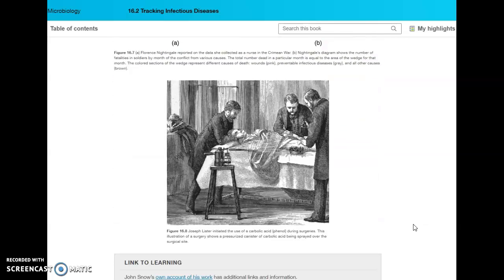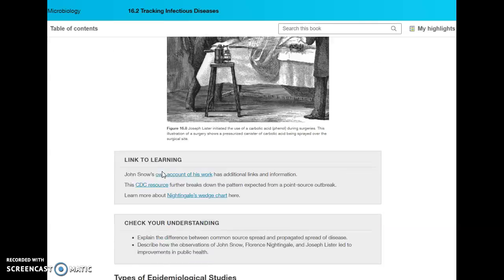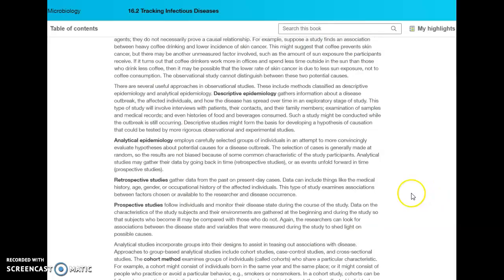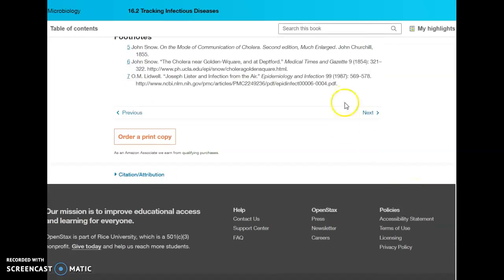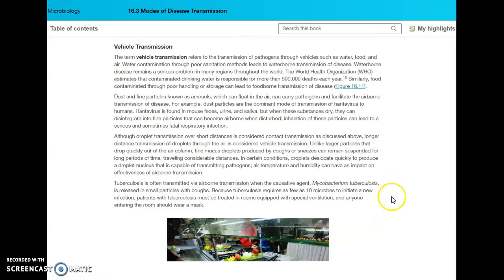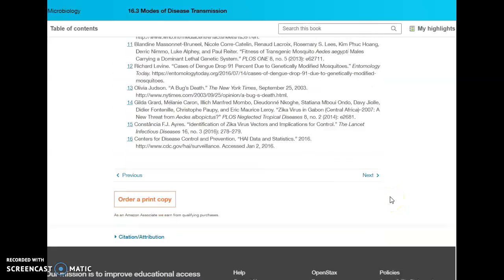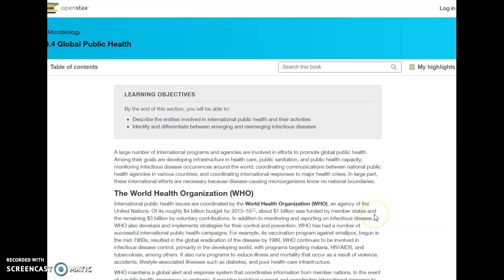So the rest of this section just goes through a little bit more about Florence Nightingale and John Snow's work with epidemiology, and then a little bit about the types of epidemiological studies that can be done. So I'm going to skip through and get to the last section in this chapter. We've already talked about section 16.3. So looking at 16.4 and global public health.